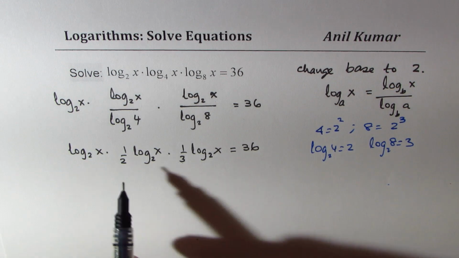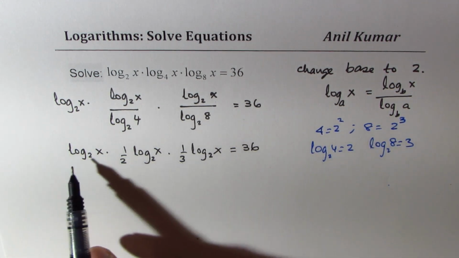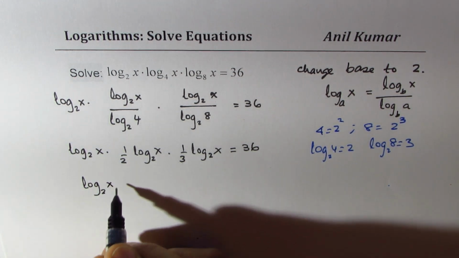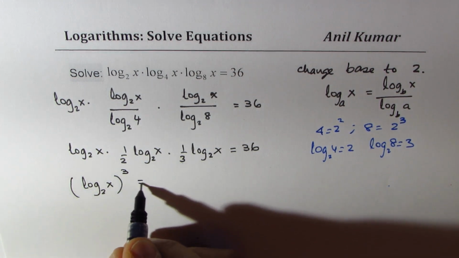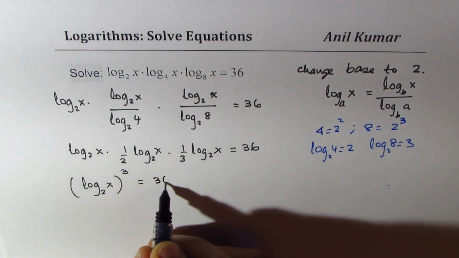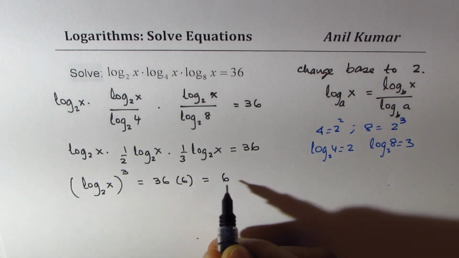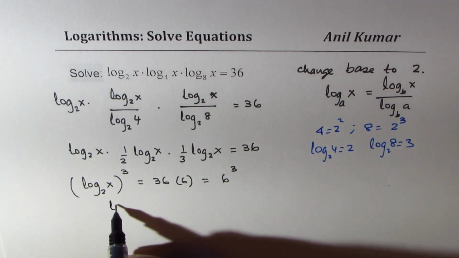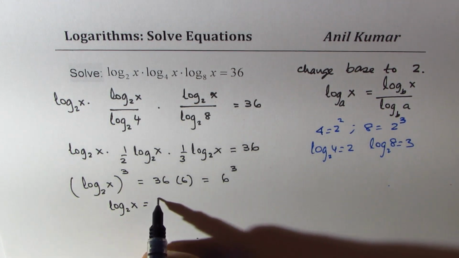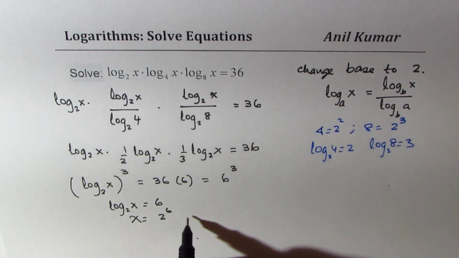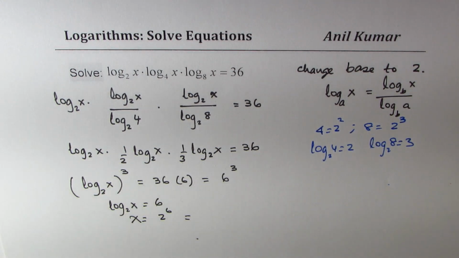Okay. Now that is 6, and we have a cubic thing, right? So we have log to the base 2 of x, and this is whole cubed, is equal to, so we are taking 6 to the other side and we have 36 here, so we get 36 times 6, which is as good as 6 cubed. So comparing, we can say log to the base 2 of x is equal to 6, and writing it in the exponential form, x equals 2 to the power of 6. Do you see that? So that is our solution, 2 to the power of 6.